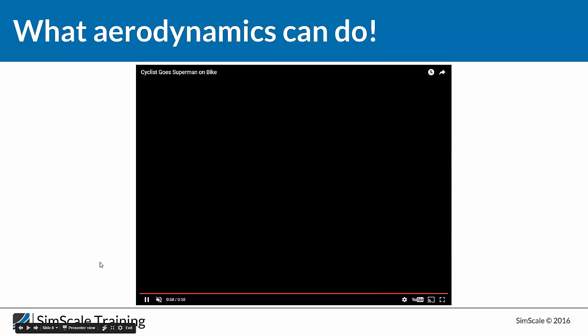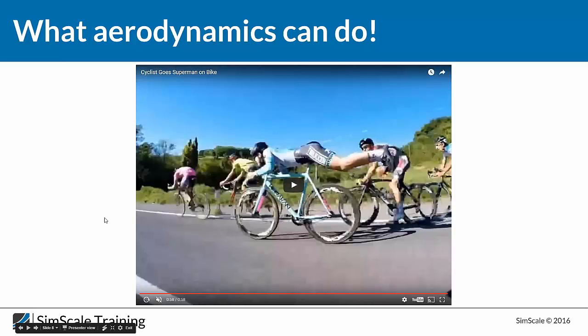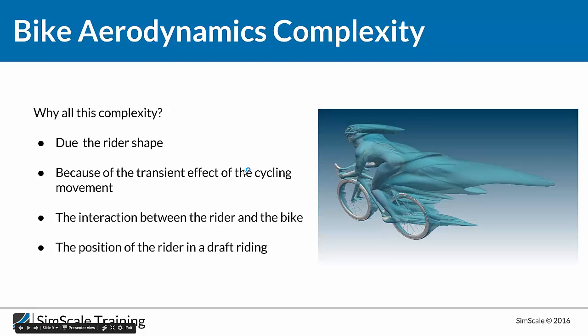So now let's talk more about the aerodynamics of the bike. Why is bike aerodynamics so complicated, and why all this complexity? First of all, due to the shape of the rider. The rider is a human being, and the human body is not designed for aerodynamic movement.